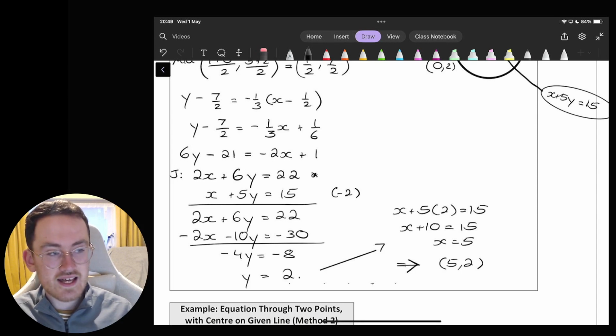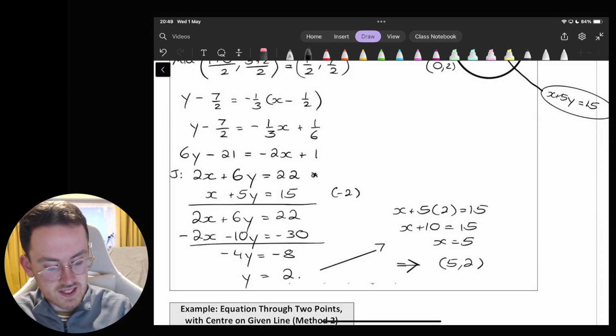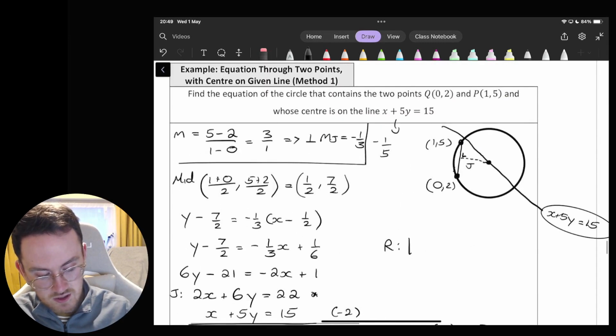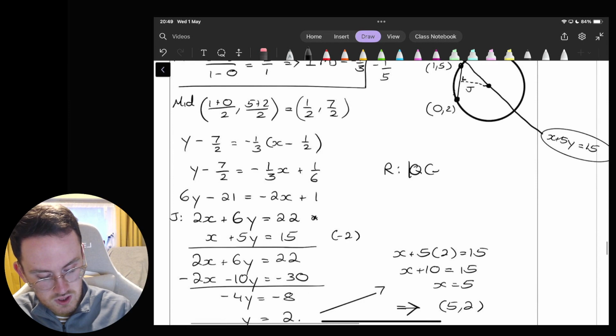Okay, the last thing I need to do then is just find the radius. The radius is the distance from any of these points, so we could pick either of the 2 points. Say Q to the centre is going to give me my radius.